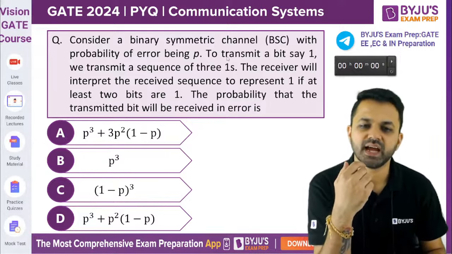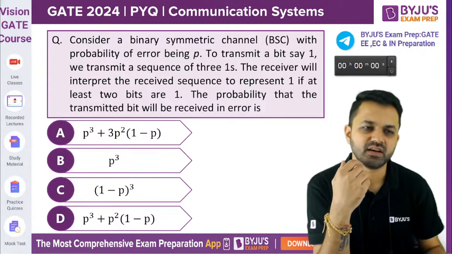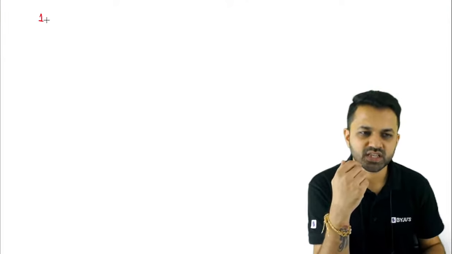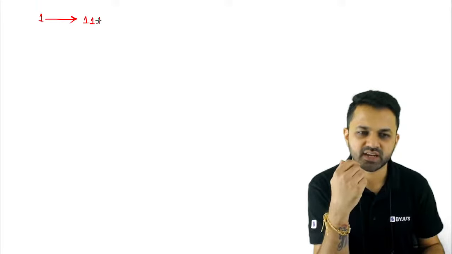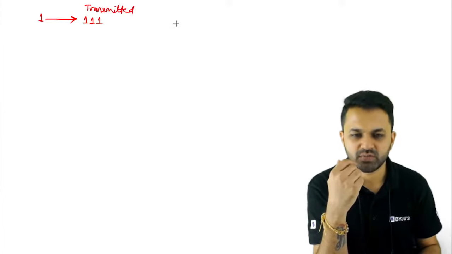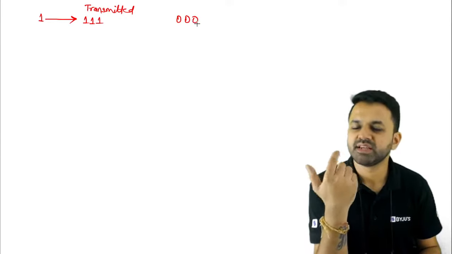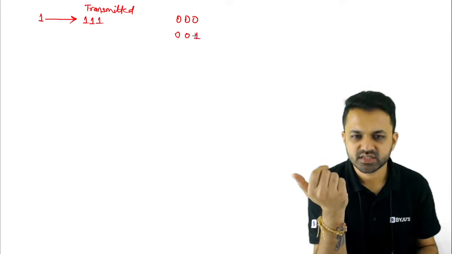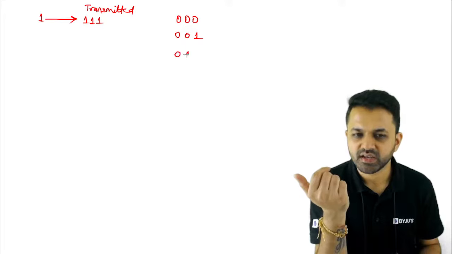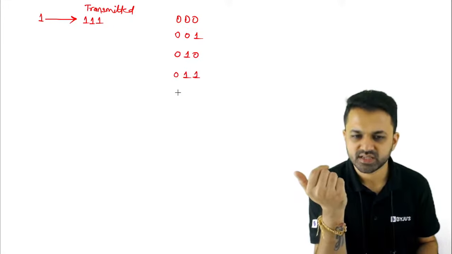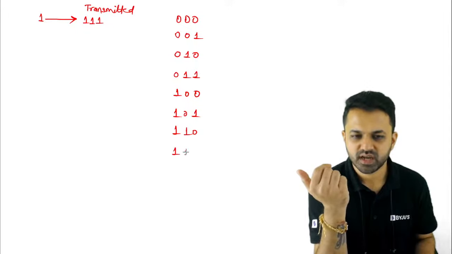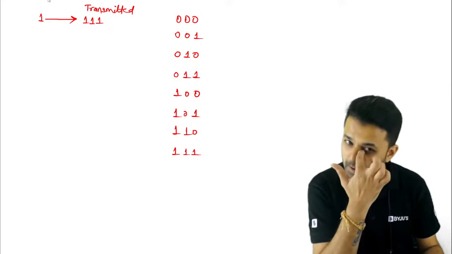Here we are saying that to transmit a bit, say 1, we are transmitting 3 ones. So when you transmit 3 ones, what are the possible combinations that a receiver can receive? You have transmitted these 3 ones. What are the possible combinations in which bits may be received in error? For example, 001 means the starting 2 bits are in error and the last bit is received correctly. This is another possibility, and another, and another. So these are the values.